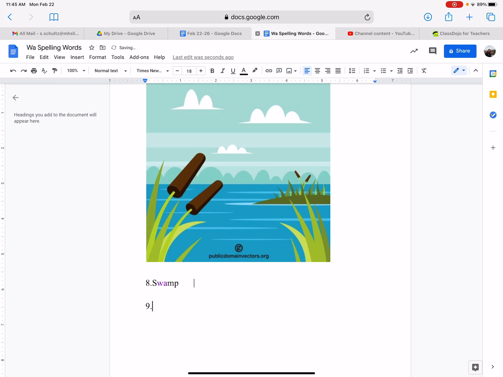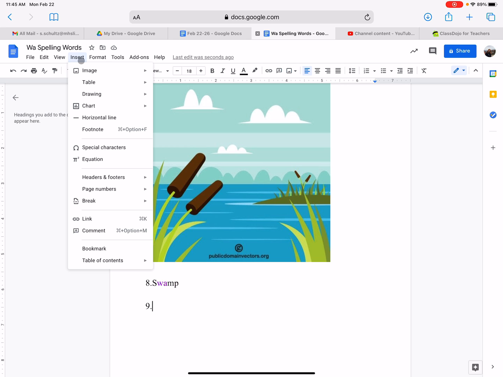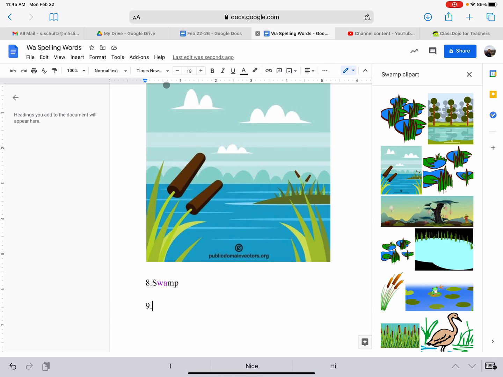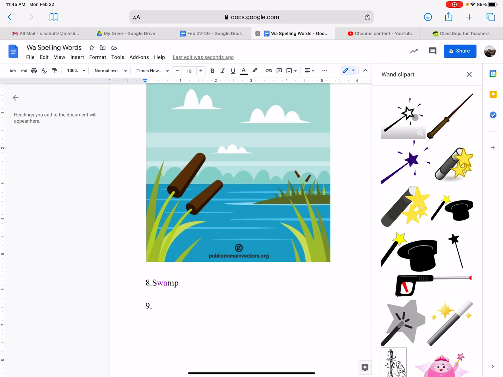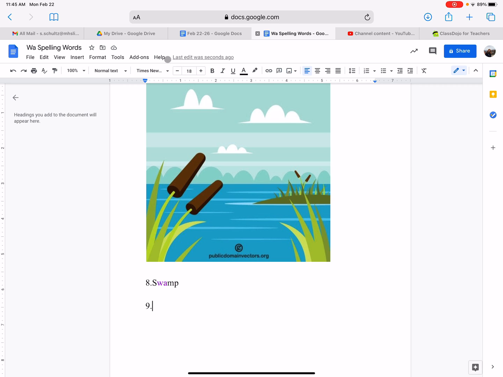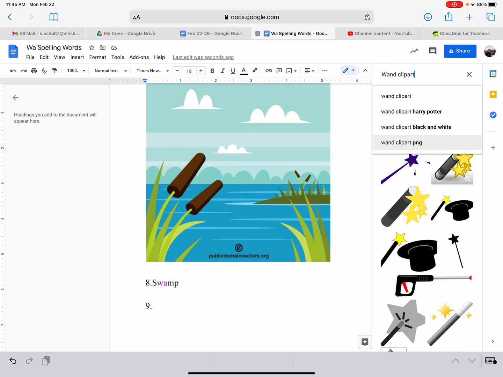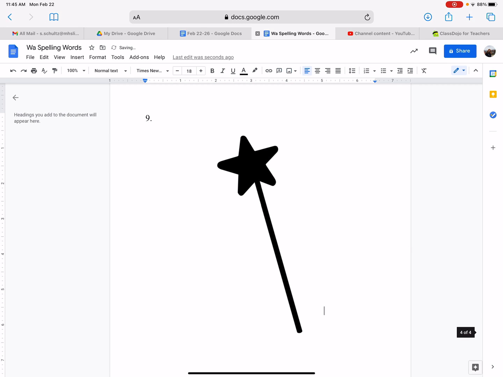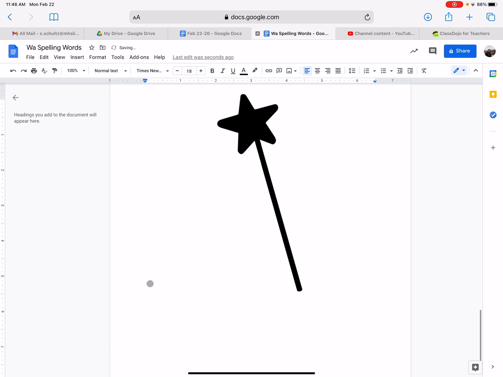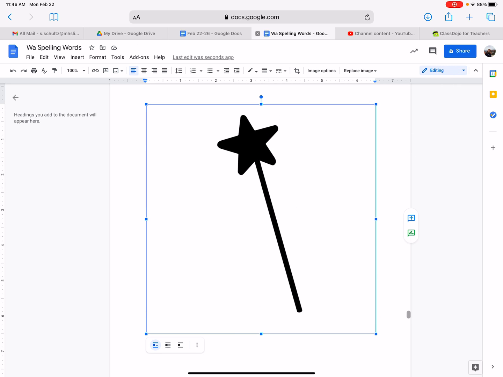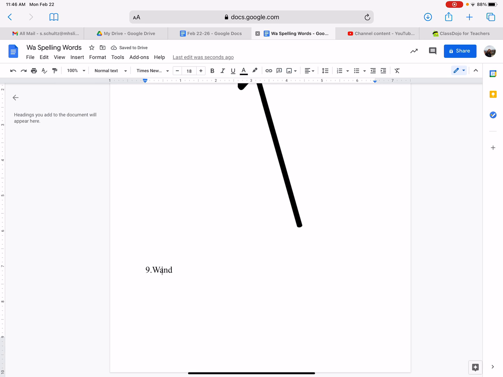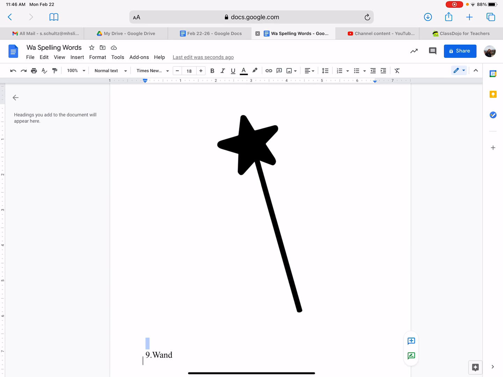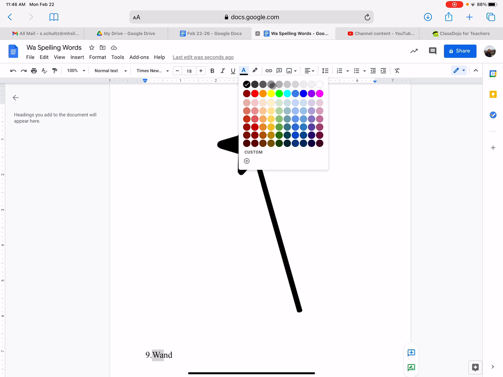Okay. And number 9 is going to be wand. Wand. And Cinderella, the fairy godmother, waved her magic wand and it turned Cinderella's dress into a ball gown. I'm going to see if I can find a wand. No, it won't let me create wand. Try this one. Yay, that one worked. There's a wand. Wand. And W-A is in the beginning of wand. And I'm going to highlight the beginning of wand purple so you guys can see where W-A is.